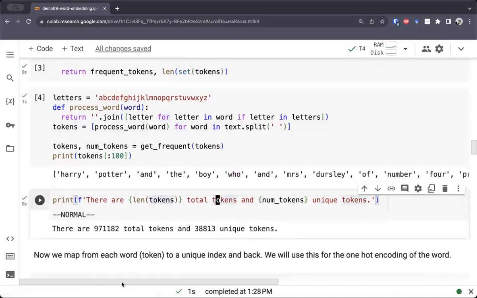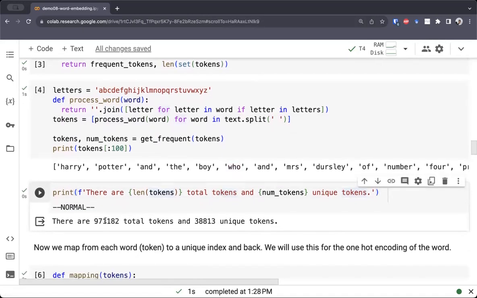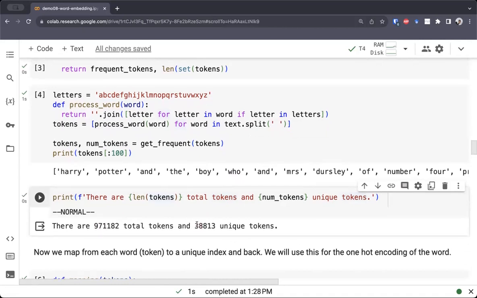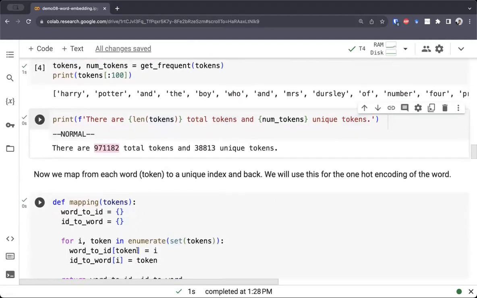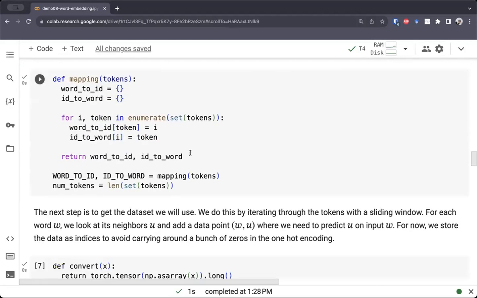Now we can look at this processed version of these tokens. It looks like there are 971,000 different tokens here, and there are 38,000 different unique tokens. So this number is still quite large, but it's much smaller than the total number of tokens that we have. Now we will map each one of these tokens to a unique index. We need some way to represent each word. For now, we're just going to associate each with an index from 1 to 38,000.